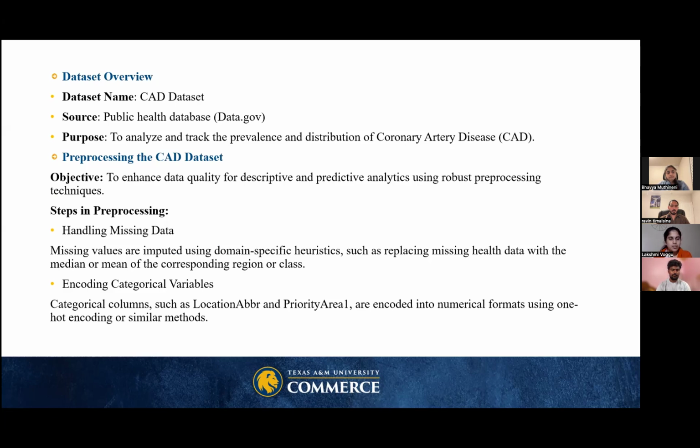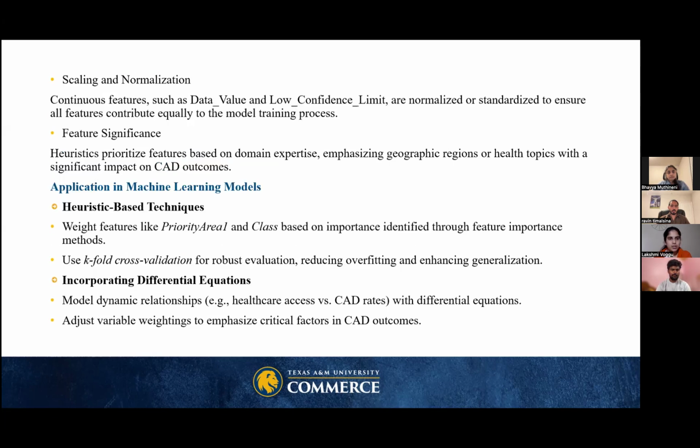The steps in pre-processing, as we discussed, are handling the missing data, encoding categorical values, scaling and normalization, and feature significance. For the application in machine learning models, heuristic-based techniques weight features like priority area 1 and class based on importance identified through feature importance methods. And as we discussed, we'll be using k-fold cross-validation, so that it can be done in batches for robust evaluation, reducing overfitting and enhancing generalization. Incorporating differential equations models dynamic relationships, such as healthcare access versus CAD rates.